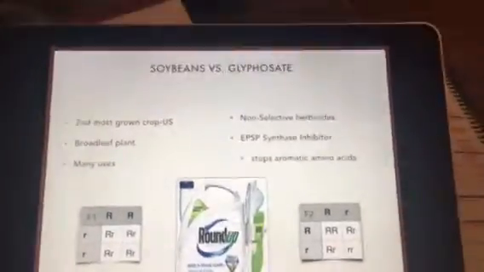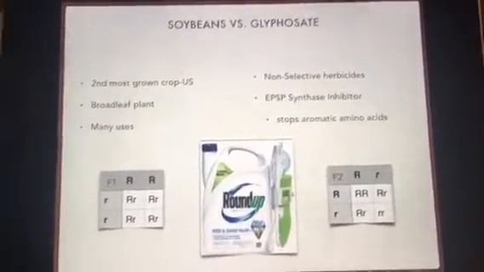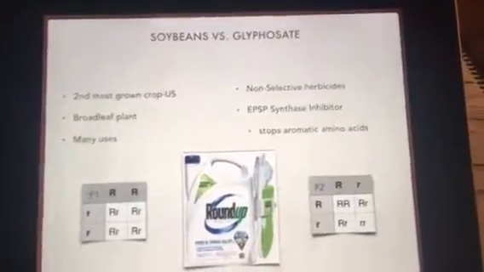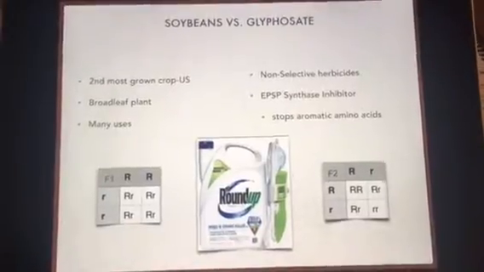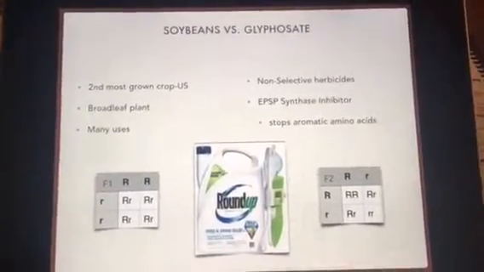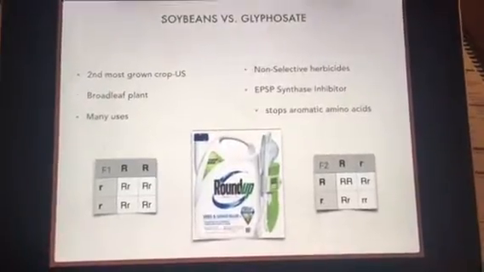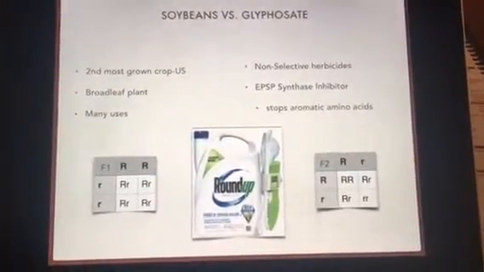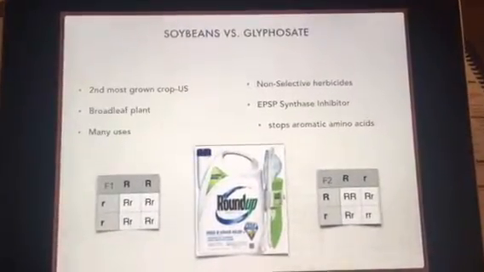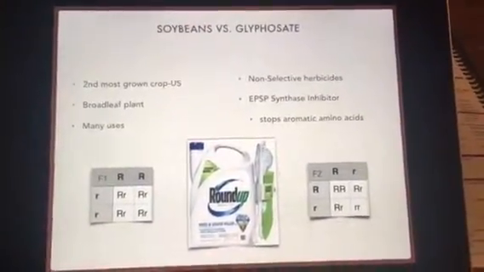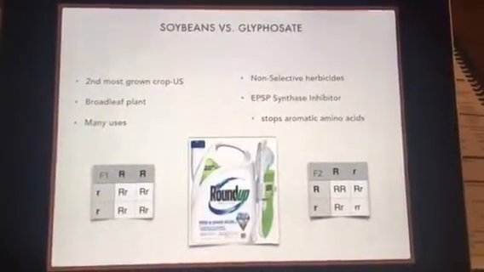So a little background information on soybeans and glyphosate, aka Roundup. Soybeans are the second most grown crop in the U.S. behind corn. It is a broadleaf plant, which helps classify what herbicide people can use in their fields. Soybeans themselves, the offspring or the seeds, can be used for many things such as animal food, human food, and oil.